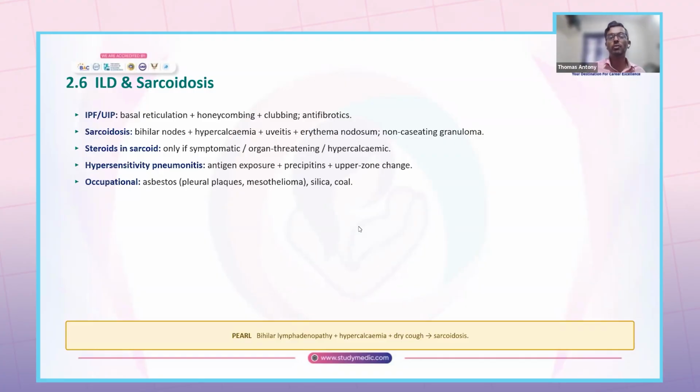So the treatment of choice is steroid, no doubt. But when do you treat? You treat only if the patient is symptomatic, if there is any organ-threatening disease, or if there is hypercalcemia.